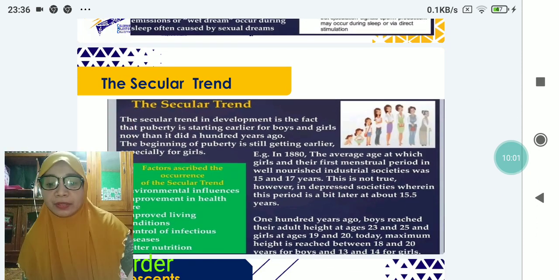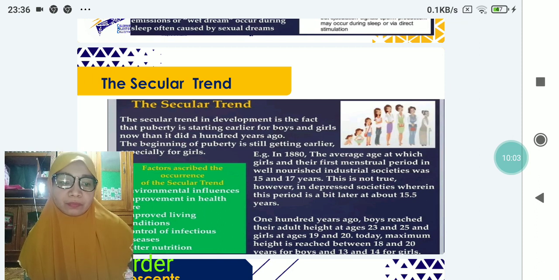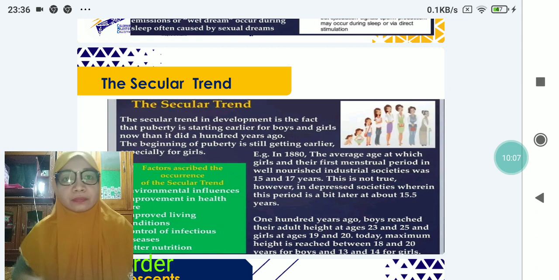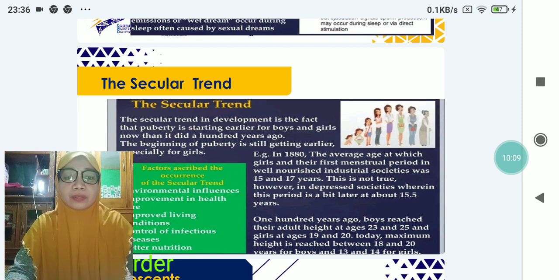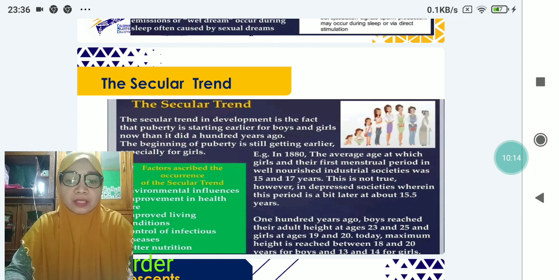The secular trend in development is the fact that puberty is starting earlier for boys and girls now than it did 100 years ago. The beginning of puberty is still getting earlier, especially for girls.